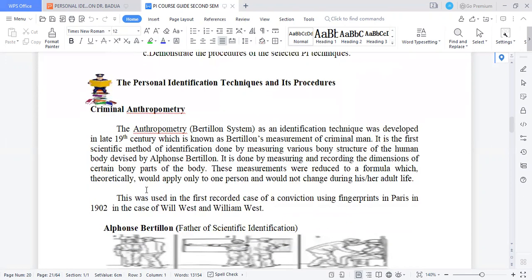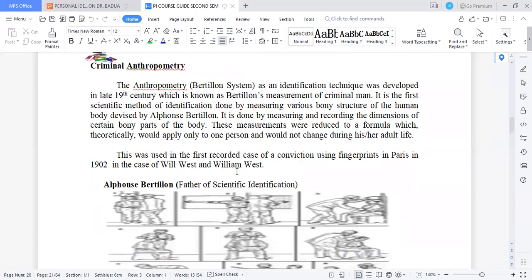So I will be starting on criminal anthropometry. This particular PI technique is also known as the Bertillon system. And this name was established because of the person behind this particular PI technique, Alphonse Bertillon. In this technique, it involves the measurement of the bony structure of a person. They have to measure the body parts for them to establish the identity. And it is also known as the scientific method of identification.